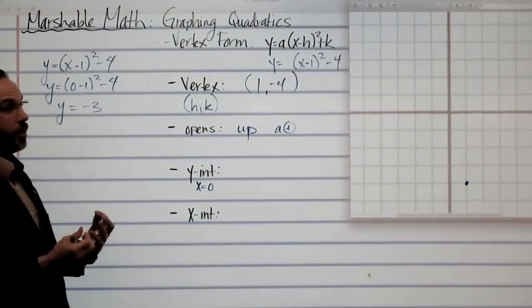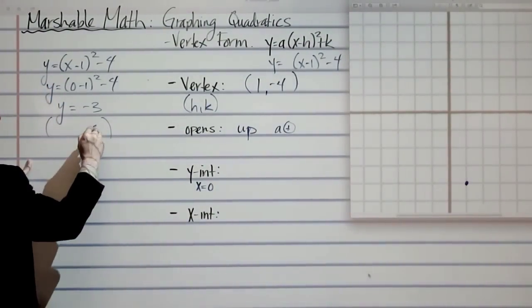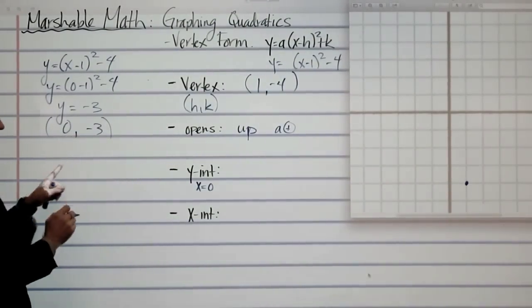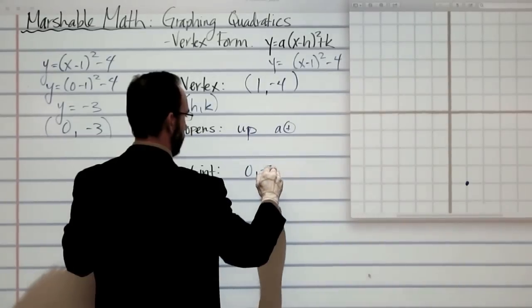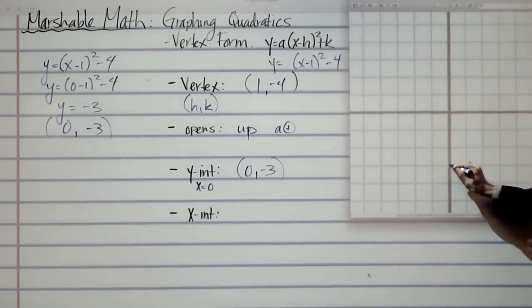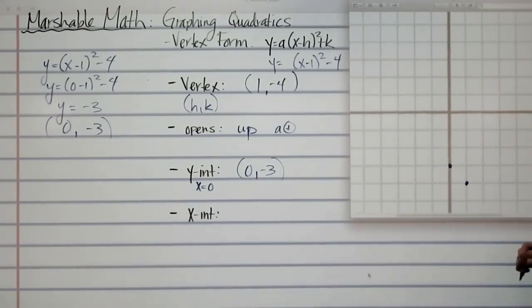Now, you've got to remember, though, the intercepts are points. So this is actually the point when y is negative 3. And what was the x? The x is 0. So the y-intercept then is going to be (0, negative 3). So as this opens up, it's going to cross that location right there, right? x of 0, y of negative 3.